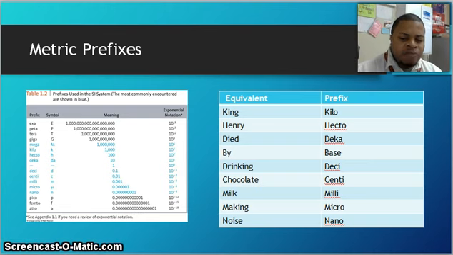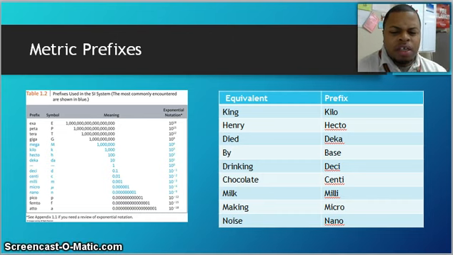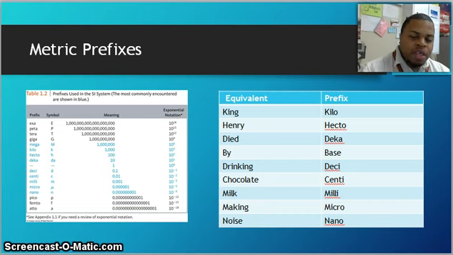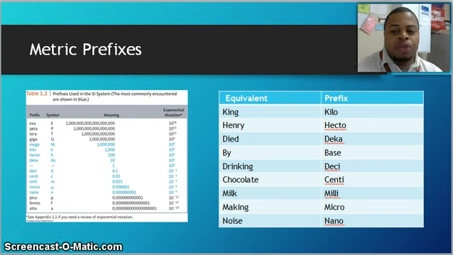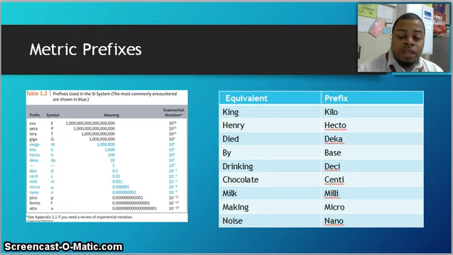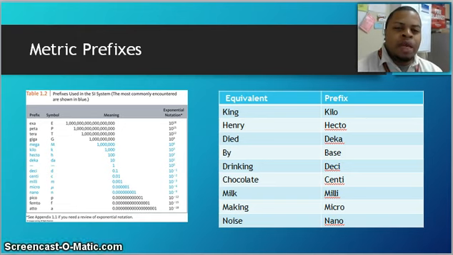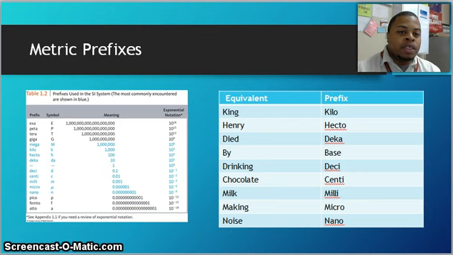But the easy way, and I've used this for years: King Henry died by drinking chocolate milk, making noise. The making noise part was thrown in there at the end, but I'm sure you guys can pick that up. It's just a little acronym, a little mnemonic device to keep it fresh in your mind. Of course, these are the main prefixes that we're going to use on a regular basis. Pay particular attention to their location because it'll help you to be able to transfer between units without necessarily having to do a certain calculation.